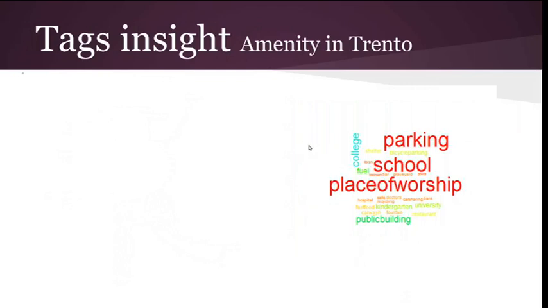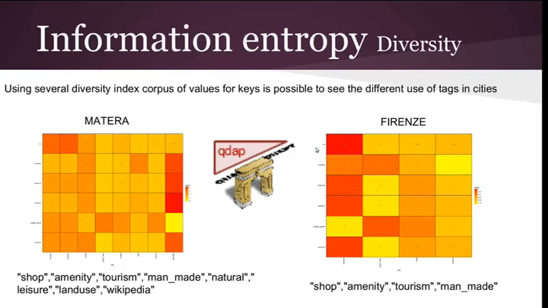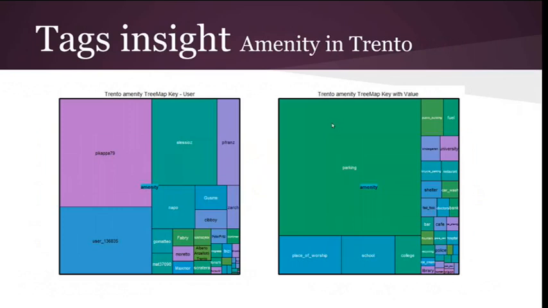You can work inside the tags to make lexical analysis. And you can see the differences of the values of keys inside the tags, using the similarity and diversity index, the four parameter. You can make a tree map of the users that have worked on a single key and that have worked with different values. So you can analyze communities very deeply using this index.